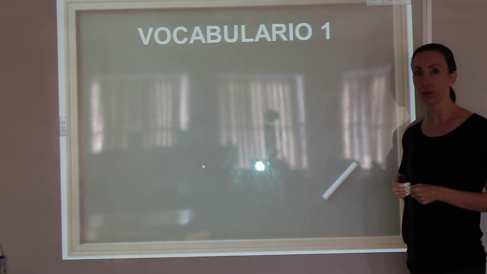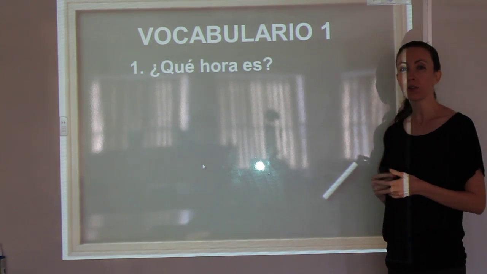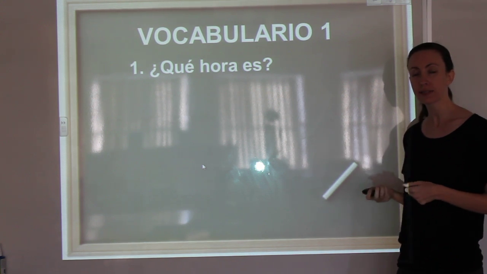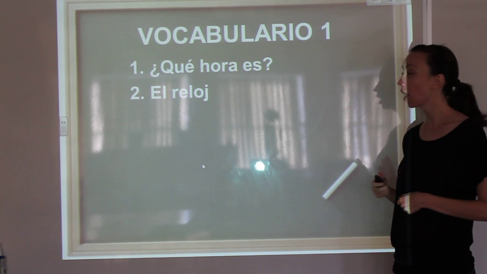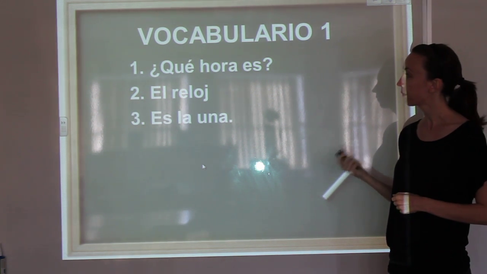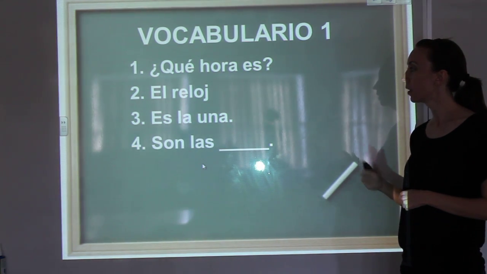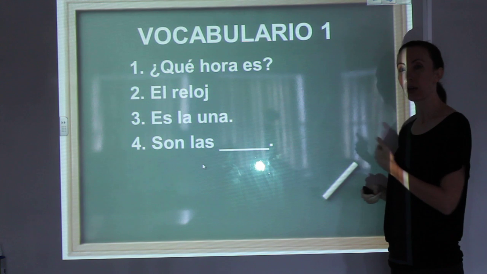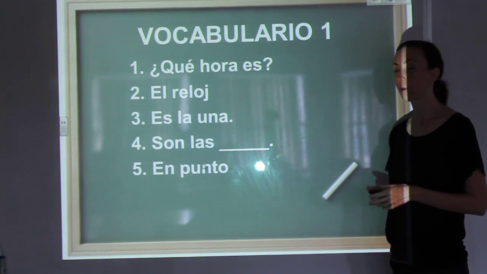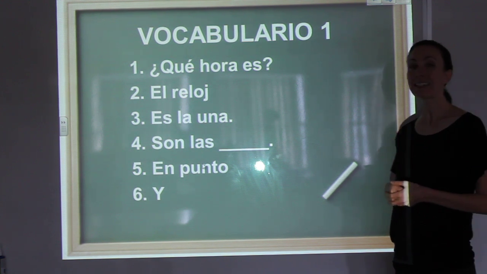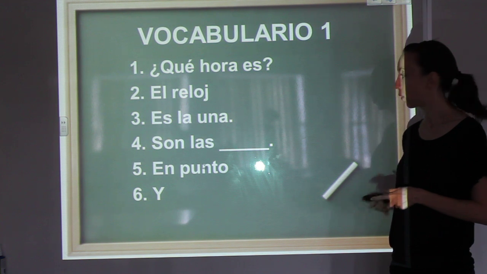El vocabulario we're going to break down into two parts. For today, you need to know qué hora es, what time is it, el reloj, the clock or the watch. Es la una, it is 1 o'clock. Son las, it is any other time of the day. En punto, on the dot or exactly. And y, and this is what we use to add minutes when we're telling the hour.